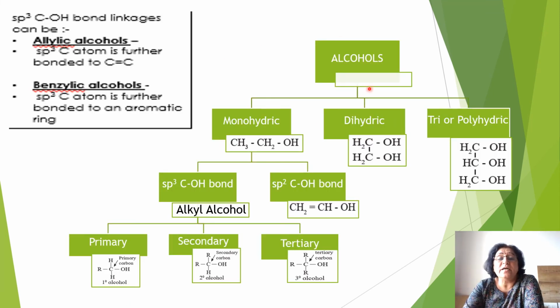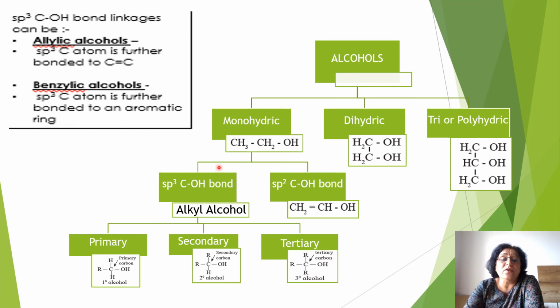So the summary of the classification: alcohols are classified into monohydric alcohol, dihydric alcohol, trihydric alcohol or polyhydric alcohol. So monohydric alcohol contains one OH, an example is ethyl alcohol. Dihydric alcohol contains two OH, an example is ethylene glycol. Trihydric alcohol contains three OH groups, an example is glycerol.